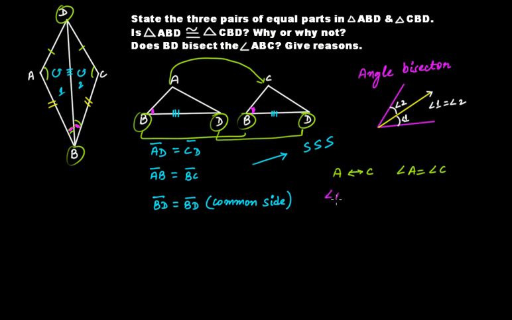Therefore, angle ABD is equal to angle CBD. How? We discussed here, and the reason is these are corresponding angles. Now, since angle ABD is equal to angle CBD, therefore, yes, BD will be the angle bisector of angle ABC.